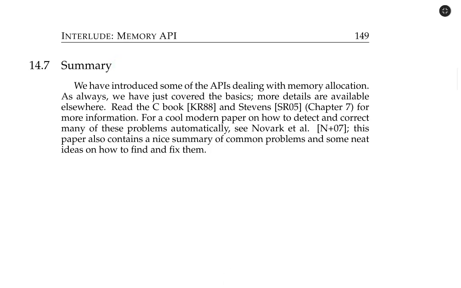14.7 Summary. We have introduced some of the APIs dealing with memory allocation. As always, we have just covered the basics. More details are available elsewhere. Read the C book and Stevens Chapter 7 for more information. For a cool modern paper on how to detect and correct many of these problems automatically, see Novark et al. This paper also contains a nice summary of the common problems and some neat ideas on how to find and fix them.